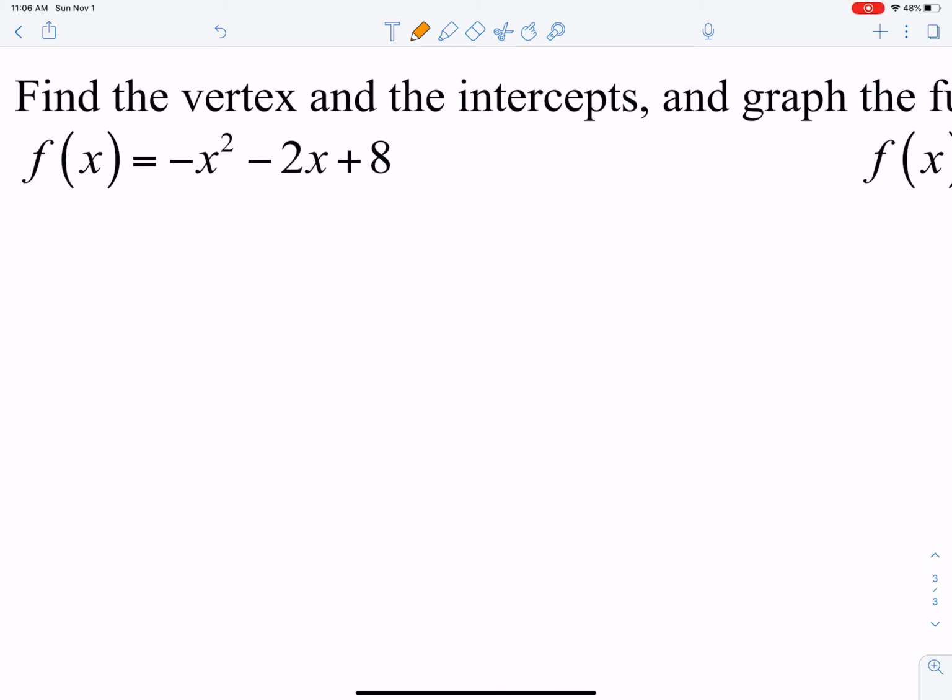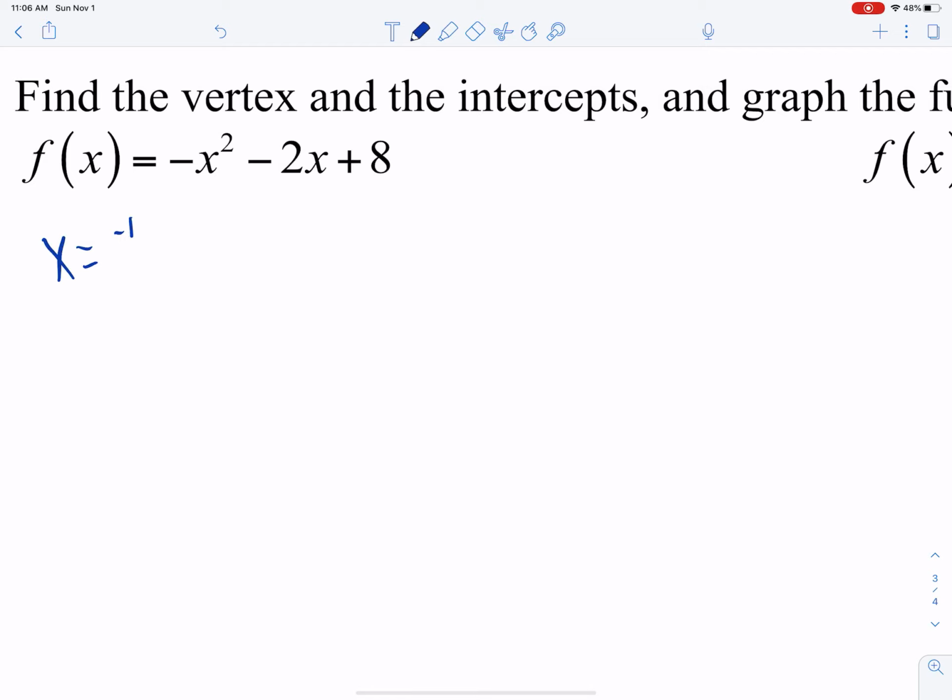Let's take a look at two more examples. And you'll notice as we go through these, the steps that we're going to go through are exactly the same steps that we went through on the two previous problems. It's just different numbers. So here we have the function negative x squared minus 2x plus 8.